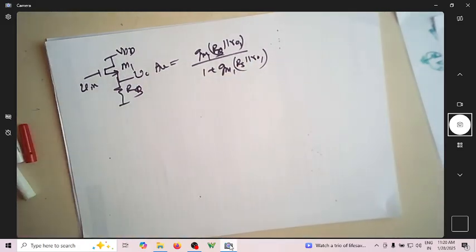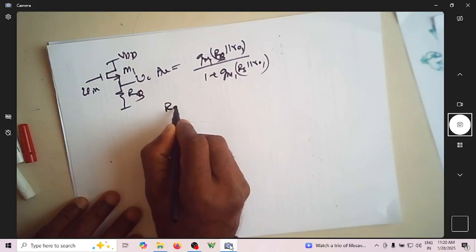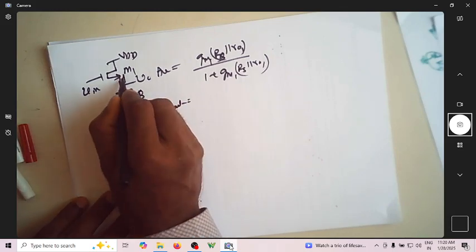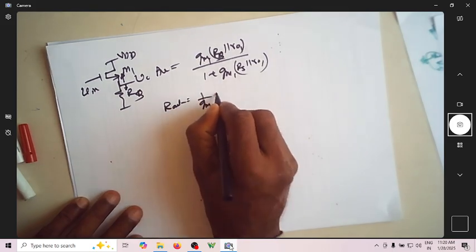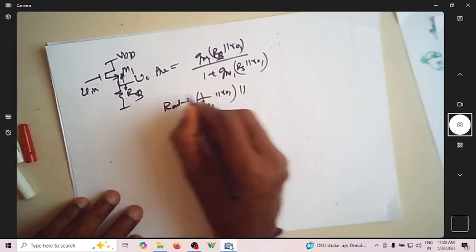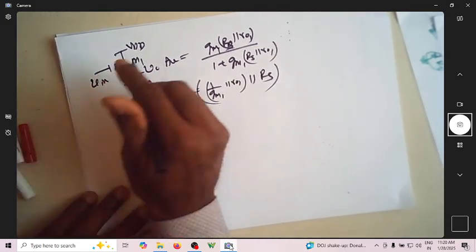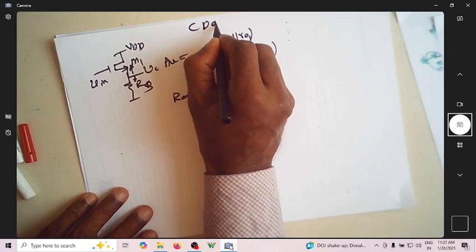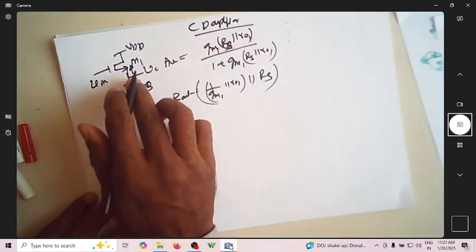So now what is R out? R out is, so this is the resistance looking up, which is 1 over GM1 parallel with R01, and the resistance looking down is RS. So this is my R out. This is one CD amplifier with resistive load, with lambda non-zero.